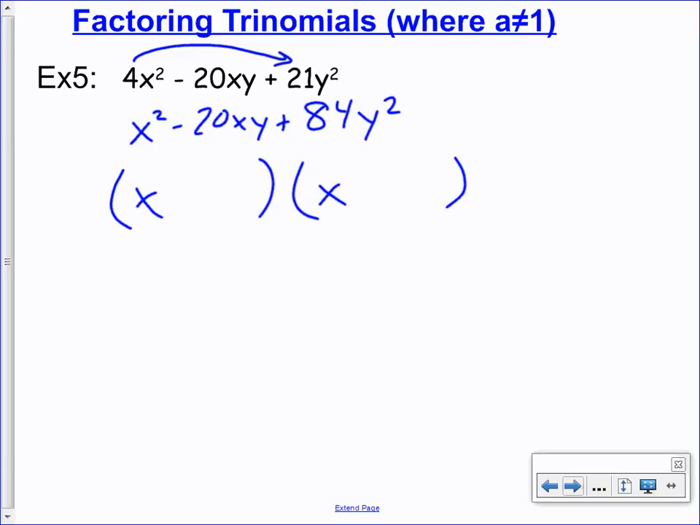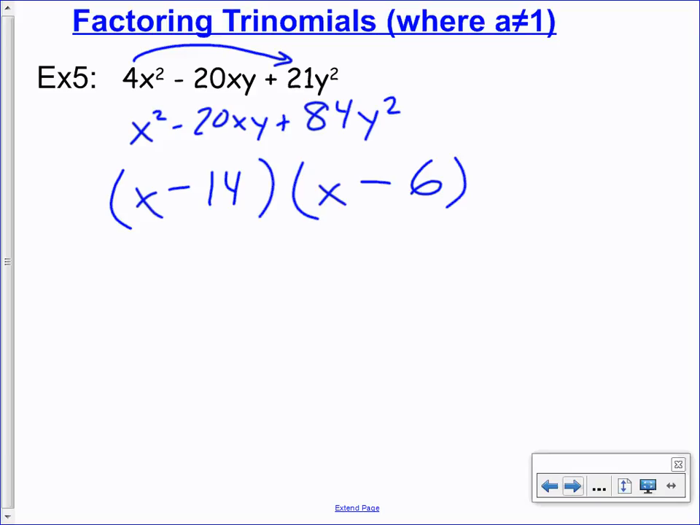Factor 84 to get to 20. 14 and 6 is true. It's 14 and 6. But how does it go? Minus, minus. Very good. Because negative 20 is negative 14, negative 6.